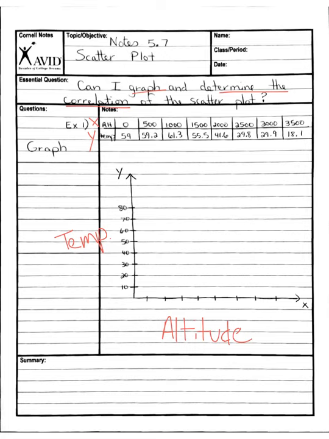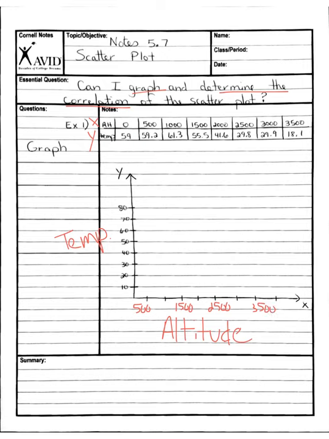I have my hash marks here, but if we look at our data, we know that 0, 0 would be right where the X and Y axes meet. So I'm going to go by 500s. We have 500, then 1,000, and I'm going to go every other. Then we have 1,500, 2,000, 2,500, 3,000, 3,500, and then 4,000.